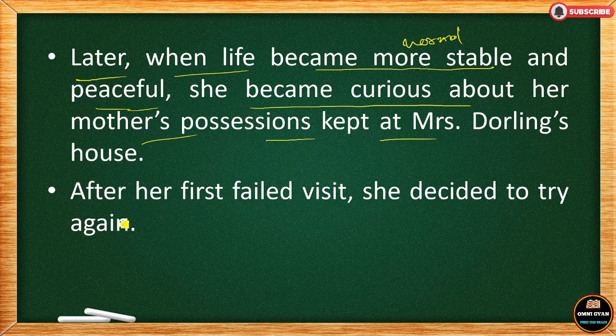Now, her first visit failed because Mrs. Darling refused to talk to her and shut the door. The narrator became very adamant that no, I will have to try for the second time. For the second time, I will go to Mrs. Darling's house, and this time I'll try to recover these items again. So the first time failed. Mrs. Darling did not want to talk. Now the second time the narrator is going to try again.